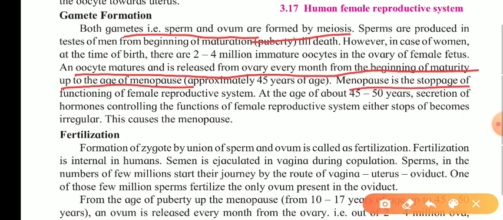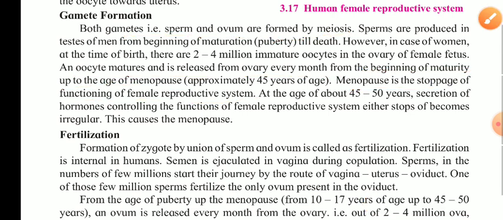Menopause is the stoppage of the functioning of the female reproductive system. At the age of 45 to 50 years, the secretion of hormones controlling the function of the female reproductive system either stops or becomes irregular. This causes menopause. This is about gamete formation.